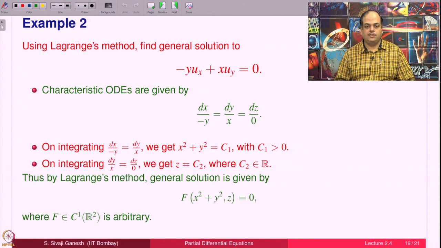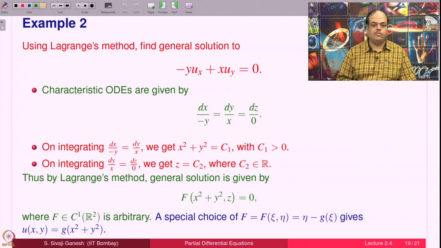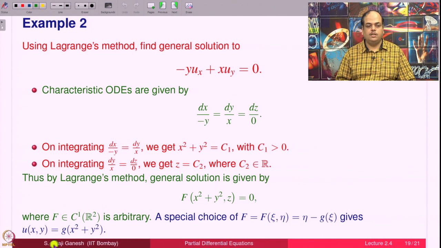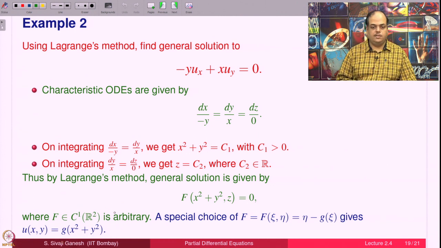Therefore, Lagrange's method says the general solution is given by F of x squared plus y squared comma z equal to 0, F arbitrary. If I take a specific choice of F, which is eta minus g of xi, what I get is u equal to g of x squared plus y squared. In other words, if you observe, this solution is constant on each circle with center at the origin. x squared plus y squared equal to a positive constant will give you u constant on all circles with center at the origin.